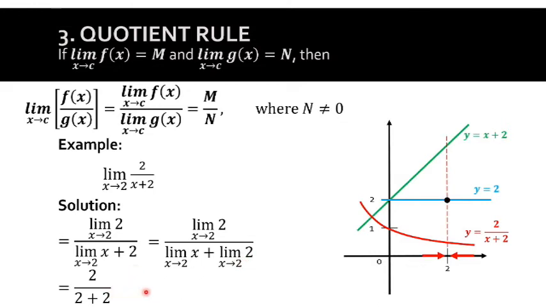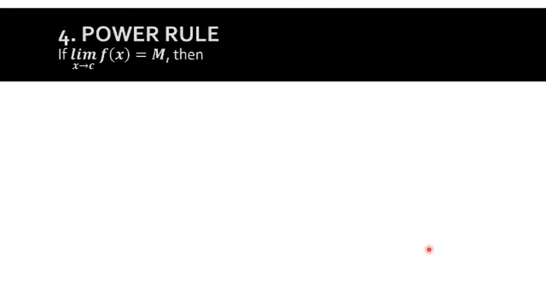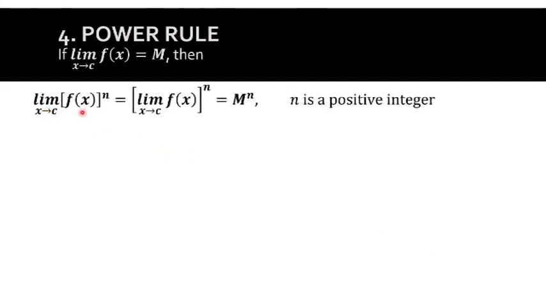So the limit of the denominator is equal to 4. So we have 2 over 4, which is equal to 1/2. Therefore, the limit of the function y is equal to 2 over x plus 2 is equal to 1/2. Number 4, power rule. Given the limit of the function is equal to m, the limit of the nth power of the function as x approaches c is equal to the nth power of the limit of the function.